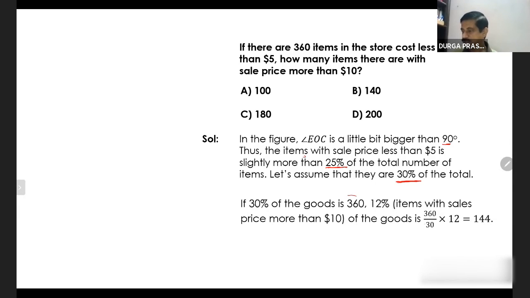The total goods that are above $10 is 144. So the nearest value is 140. So that is option B. Please note it fast.